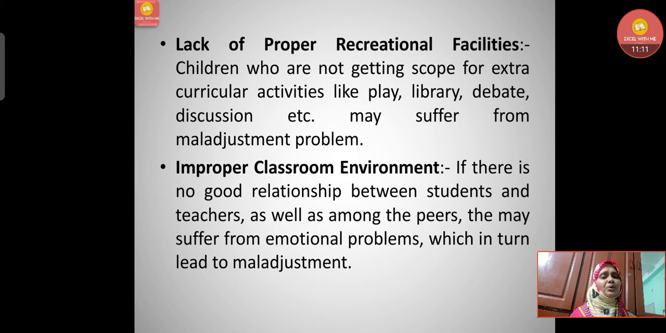Next one is improper classroom environment. If there is no good relationship between students and teachers as well as among the peers, they may suffer from emotional problems which in turn lead to maladjustment. Obviously, if the children among themselves are not cooperating with each other, if bullying happens, then the child will feel loneliness and will get this maladjustment problem. If the teacher is also not providing a proper environment, then also it will happen.